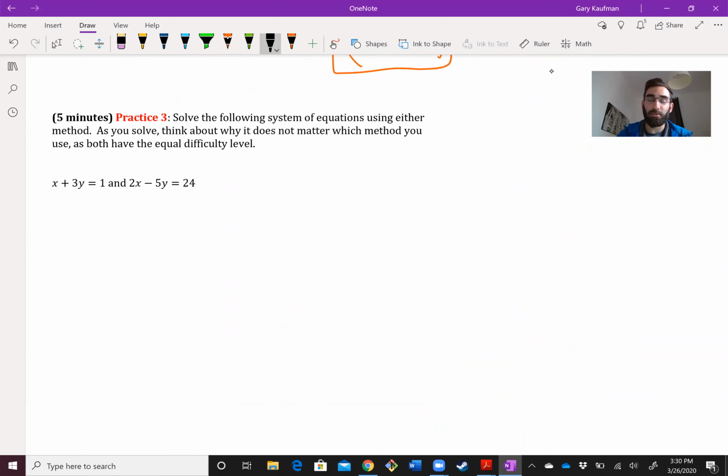So here's practice 3. Solve it with either method, because actually either method will be fine. So go ahead and decide which one you prefer.